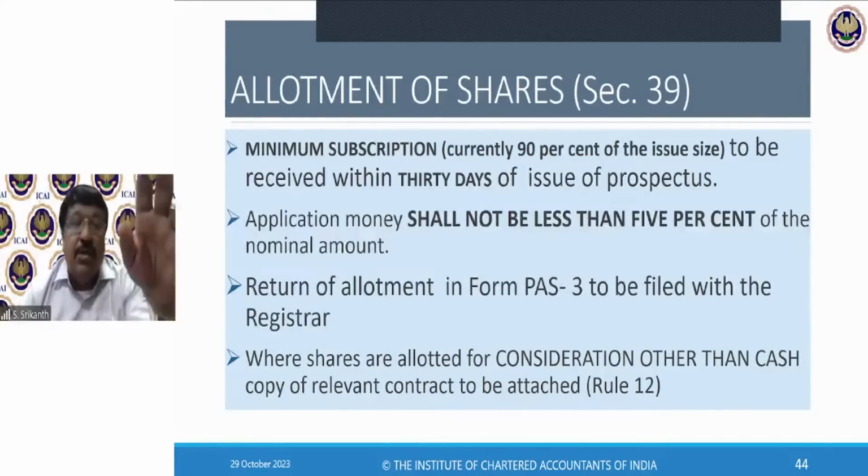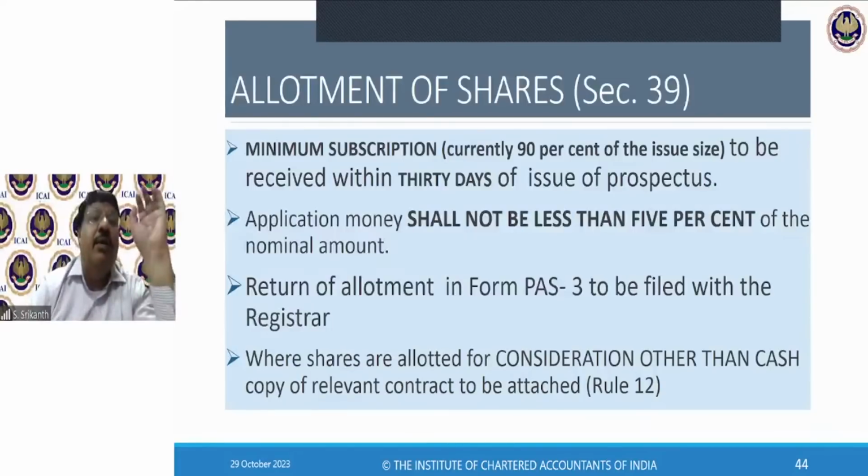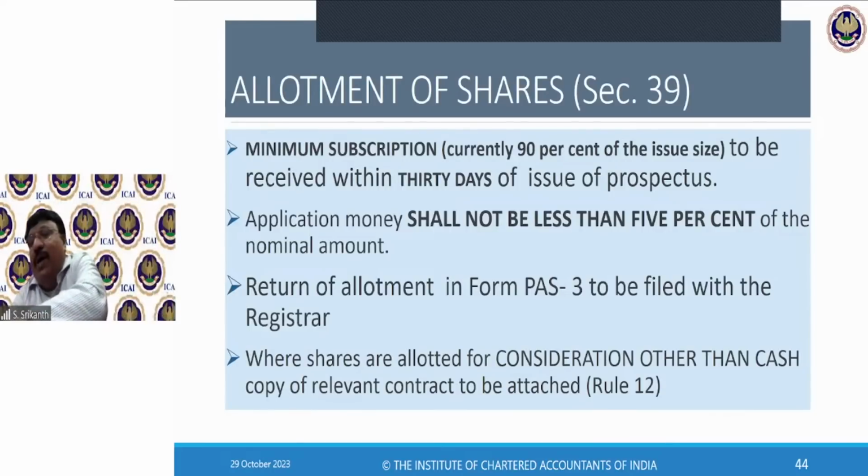In case the subscription is not received, if 2,700,000 is not received and I get only 2 million or only 2,500,000, then the balance amount is called devolvement. The underwriter will have to take it. In your accountancy paper in those days, maybe in CPT, you might have done the calculation of this.